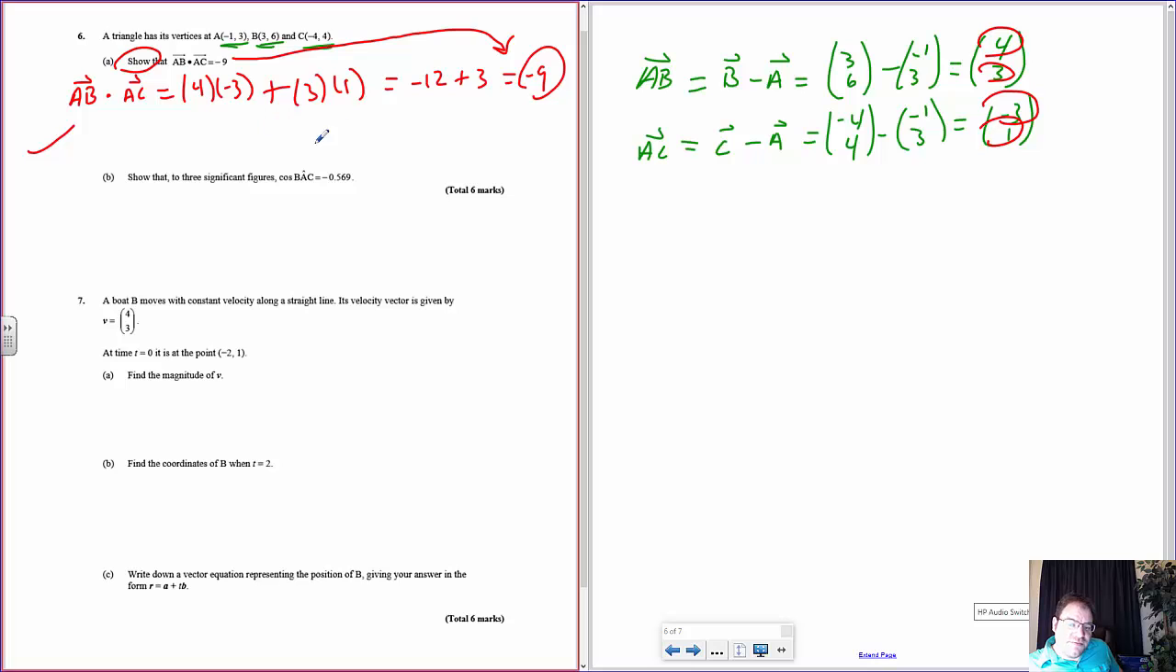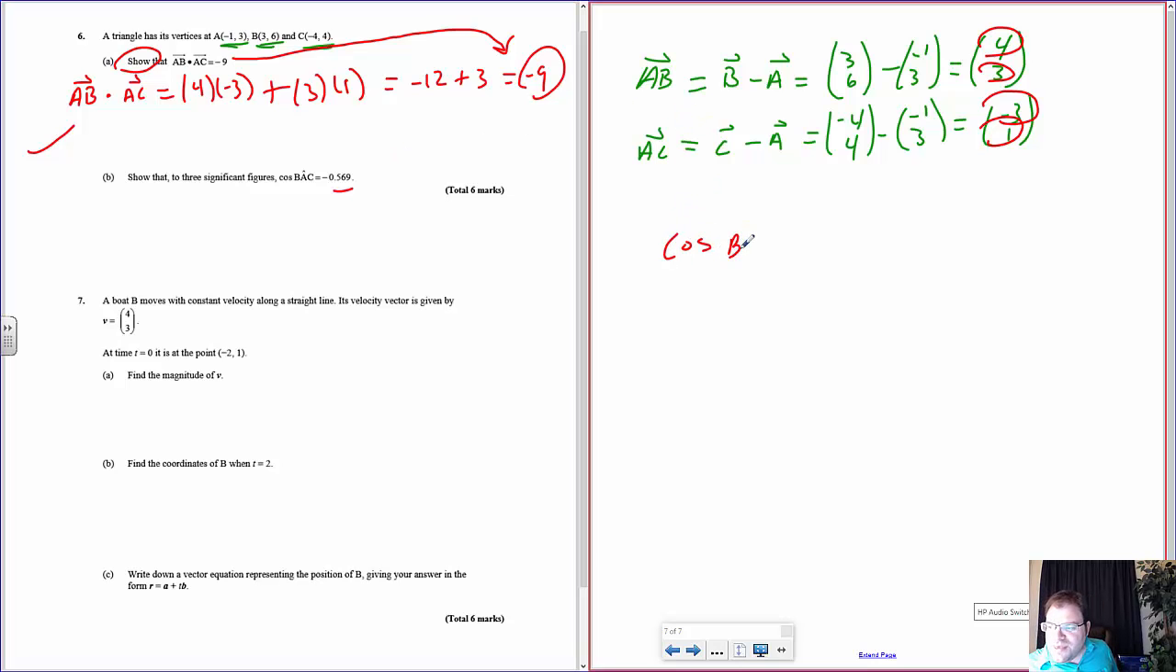Show that, to three significant figures, the cosine of angle BAC is this. I want you to consider this. When I say the cosine of BAC, they put this little hat above the A. That's telling you where the angle is. This is point A, and there's some other point B. I don't know where it is, and I don't care. And another point called C. I need to figure out a vector leaving A to B and a vector leaving A to C, because to use a dot product to find the angle, they have to be leaving the same point, which is A.